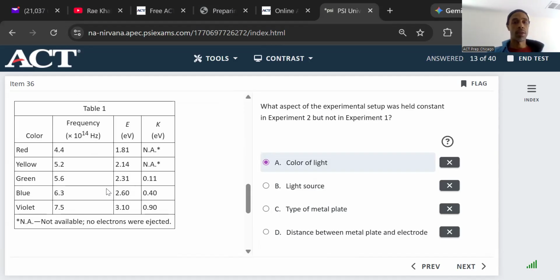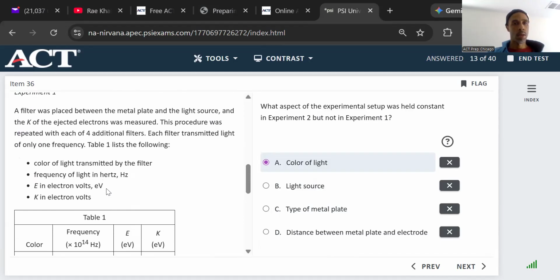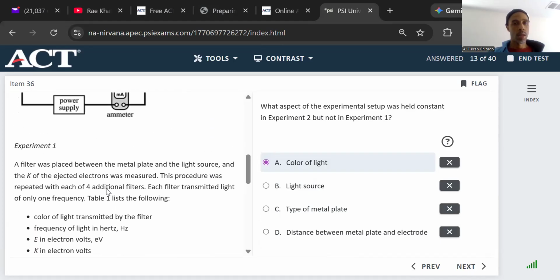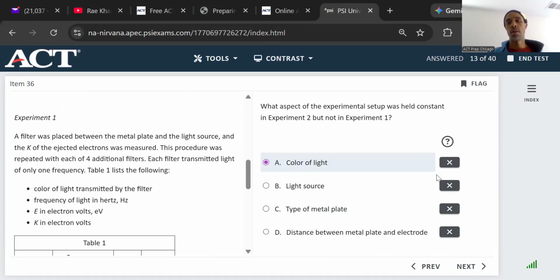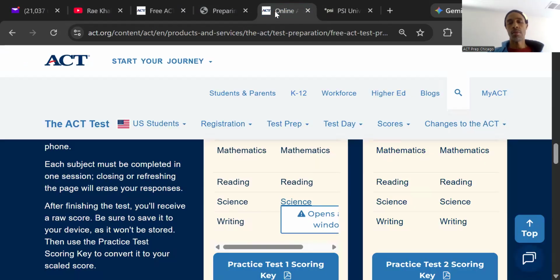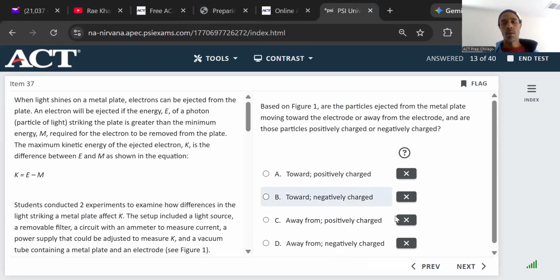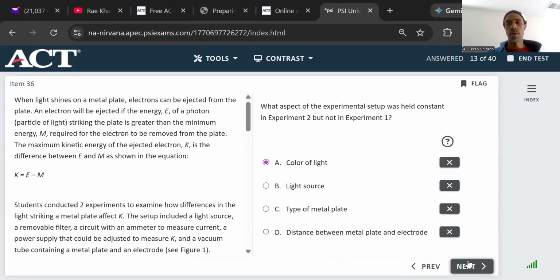But it's color of light. You can see, I don't even see distance, but I know it's color of light. I'll explain it to you. Let me just check that one. That was 36. Boy, these take some time too. Yeah, that was F, and that's what I picked. All right.